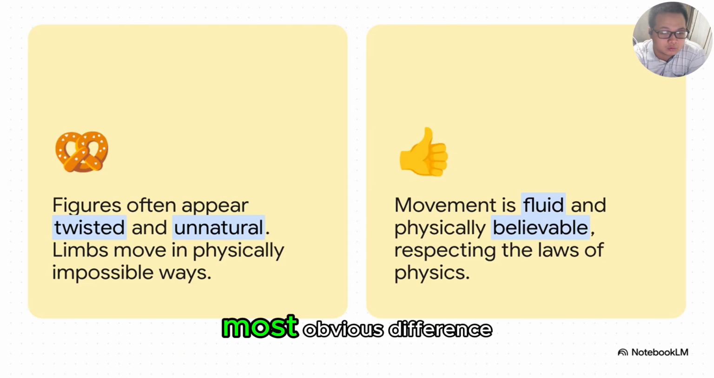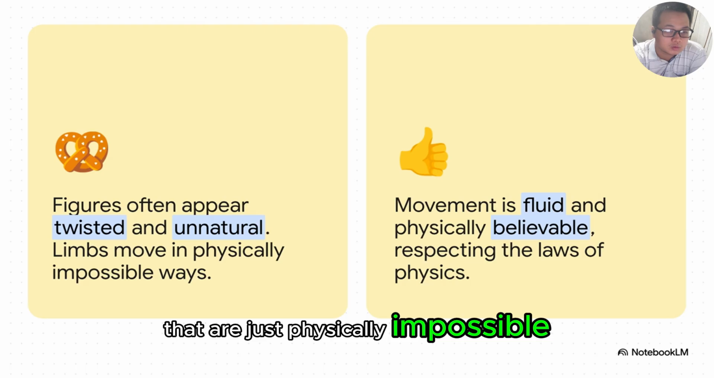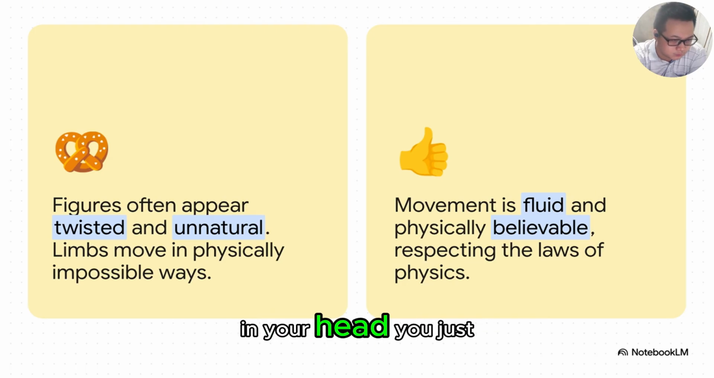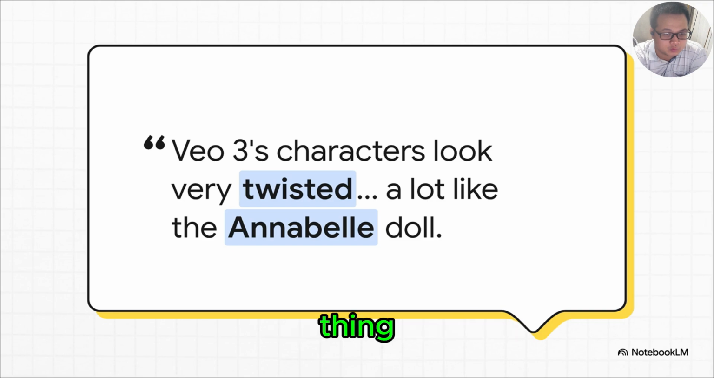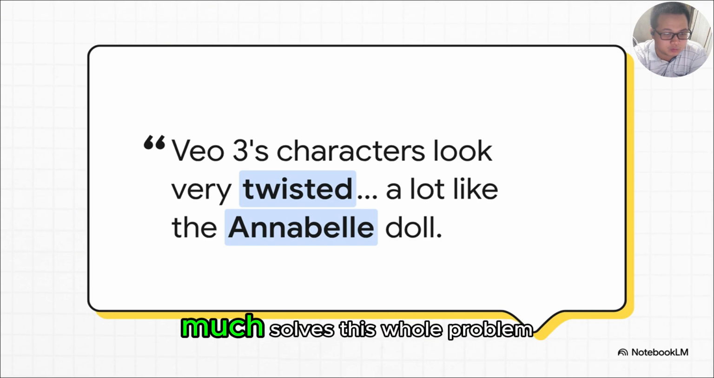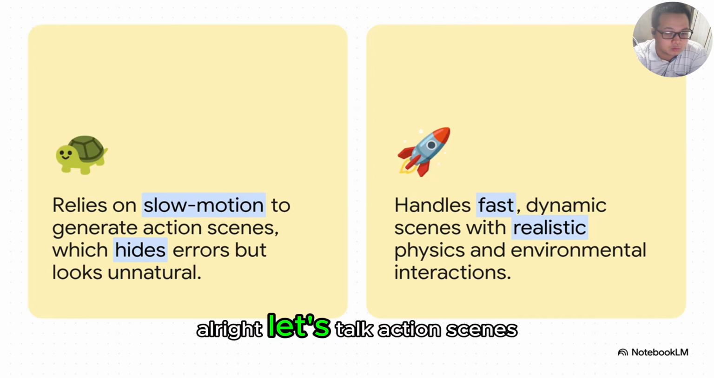Okay, the biggest, most obvious difference is how they handle the human body. With Veo 3, the figures often look twisted, unnatural. Their arms and legs are moving in ways that are just physically impossible, and it instantly sets off all these alarm bells in your head. You just know something's not right. That bizarre movement gives them this super creepy doll-like vibe, almost like that Annabelle doll, you know? It just screams fake. It's that classic uncanny valley thing. But Sora 2? It pretty much solves this whole problem. The people it creates move in a way that just feels real. It's fluid. It's natural.